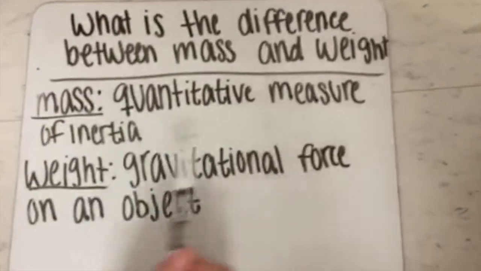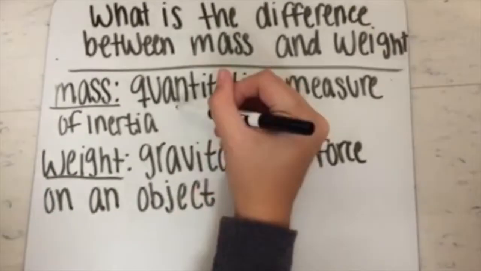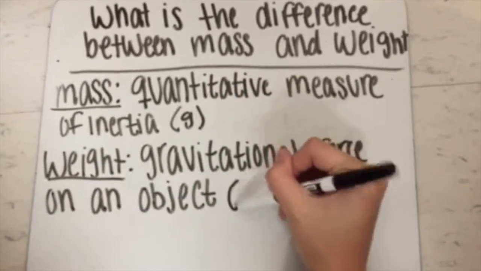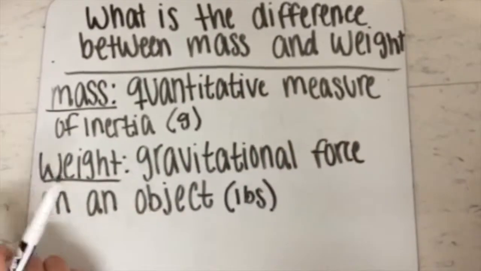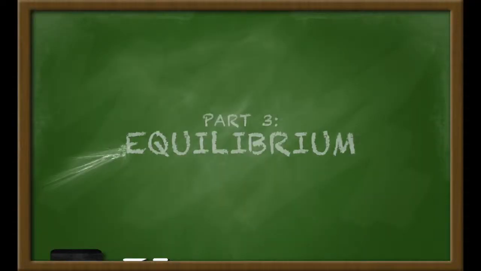Mass is the quantitative measure of inertia, and it is measured with grams. Weight is the gravitational force on an object, and it is measured with pounds.